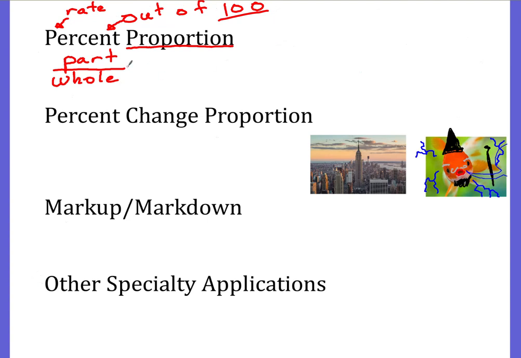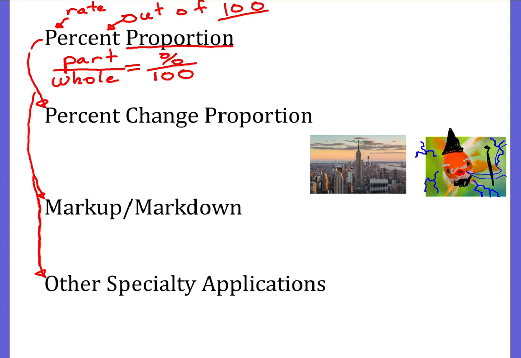So our percent proportion just means that we got a part out of a whole, and that is equal to a percent, which is a ratio where the whole is out of 100. And so from that, we can build every other one of these. And really the big one is the percent change. Percent change builds markup, markdown, and it builds our percent error and our interest rate formulas. So what we're going to build on is that percent change proportion.